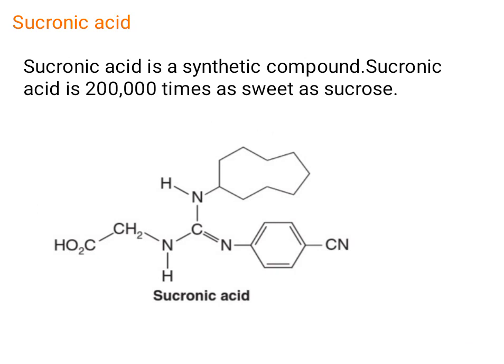Sucronic acid. Sucronic acid is a synthetic compound. Sucronic acid is 2 lakh times as sweet as sucrose. So this is a very large amount, right? And this is the structure of sucronic acid.